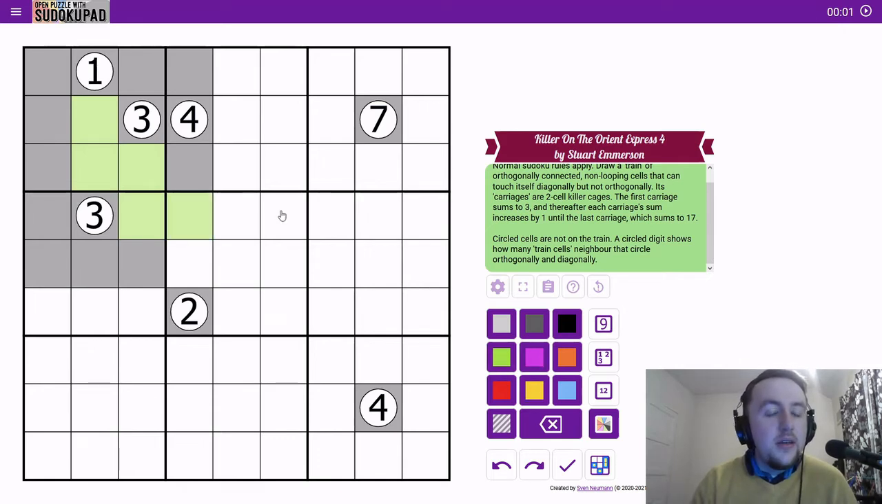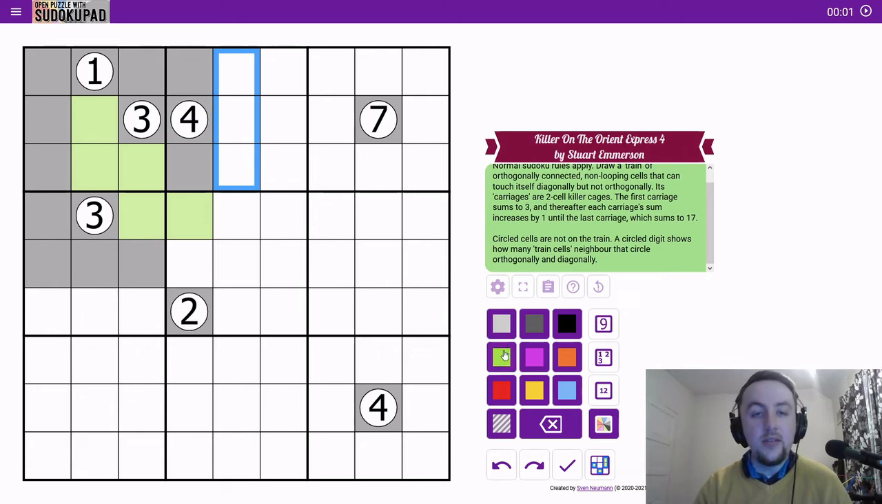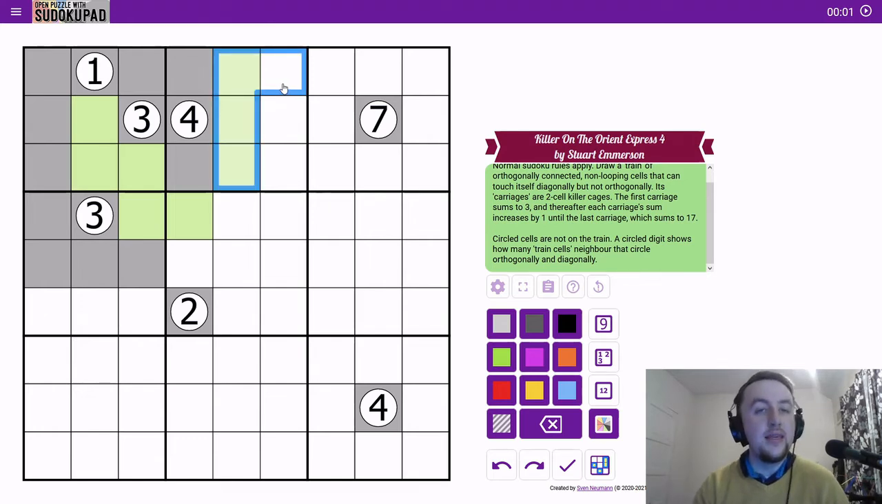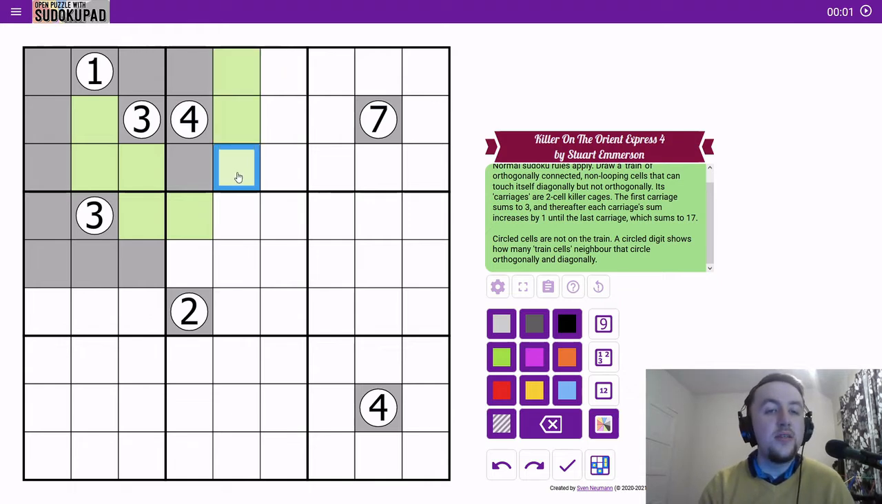Good. Now this 4, well, it's only got 3 more spaces left for train cells, so all 3 of those have to be on the train. Can this be an end? Well, no, because then it would have to come out like that, and all 4 of the end cells on the train would see each other, so that's not going to work. So it does have to carry on. Oh, it could carry on like that, couldn't it? And then this could come down like that, I think. Well, either way, this definitely carries on like that.